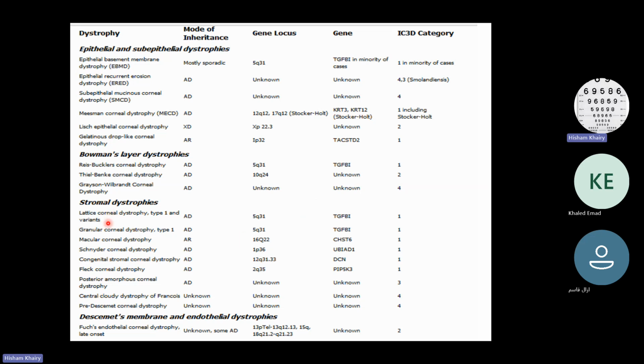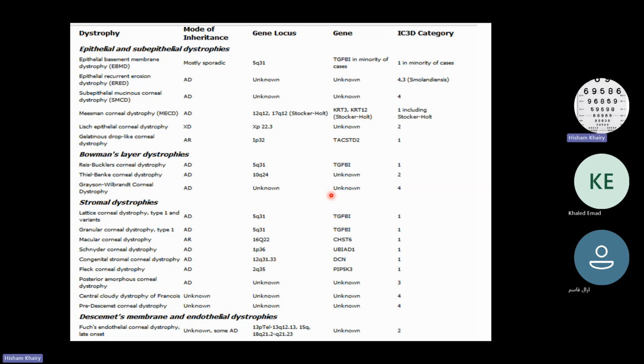The stromal dystrophies include lattice type 1, granular type 1, macular corneal dystrophy, Schnyder corneal dystrophy, and fleck corneal dystrophy. As you see, all are autosomal dominant except macular, which is autosomal recessive. The genes have been located except for posterior amorphous corneal dystrophy and central cloudy dystrophy of François, or the pre-Descemet's corneal dystrophy.